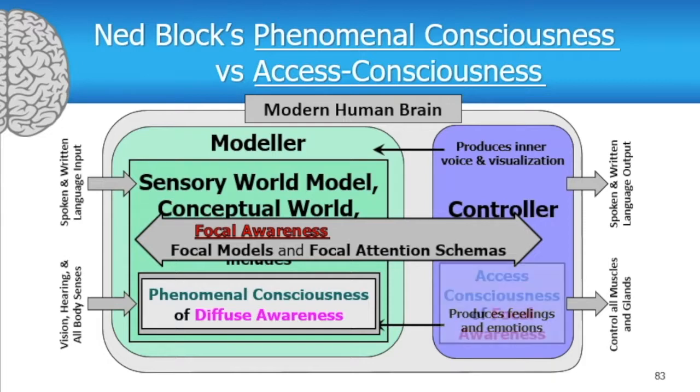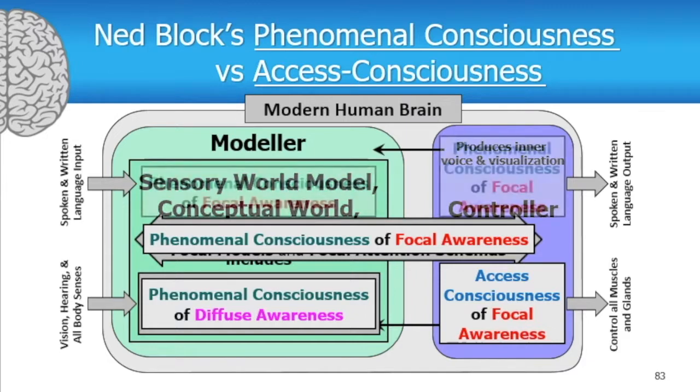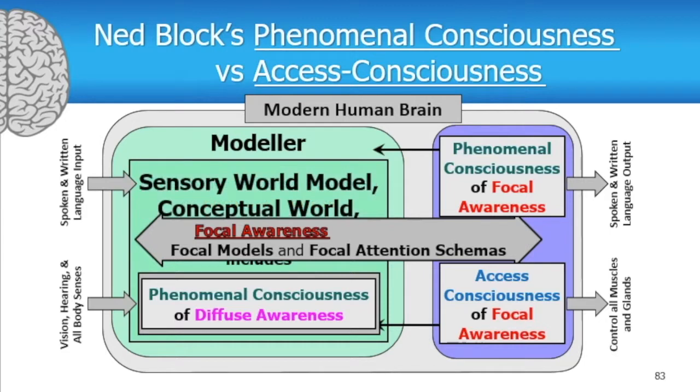But what about access consciousness for focal awareness? That can only occur in the controller, since only the controller can reason, speak, and act. So the only remaining question is, what about phenomenal consciousness of focal awareness? Is it in both agents, or only in one agent, such as the controller? It doesn't make sense for this to be in the controller. If it were, we would have to have two completely different neural networks and two different agents that implemented exactly the same kind of phenomenal consciousness.